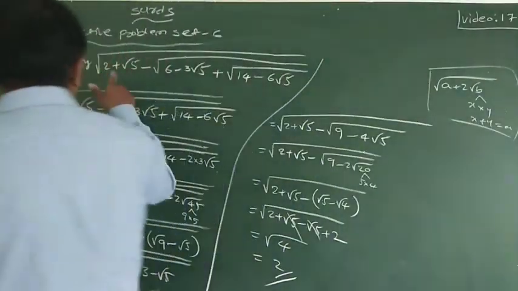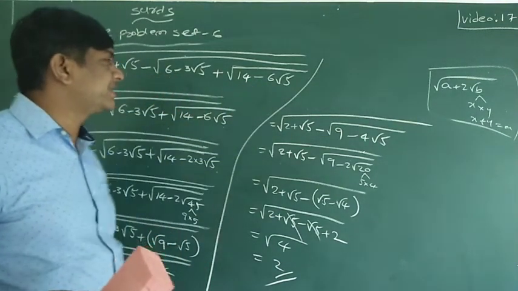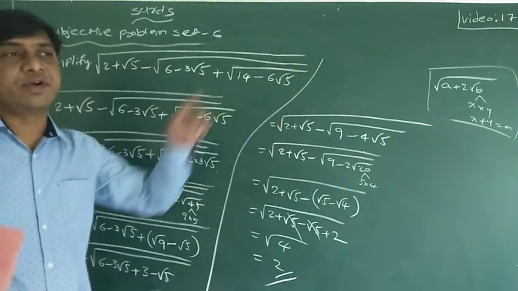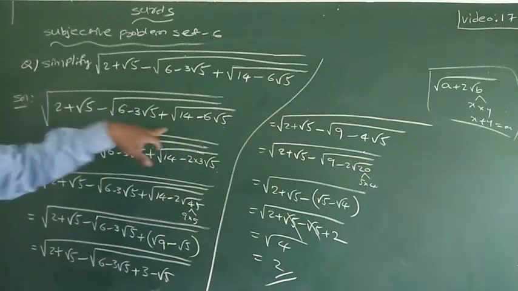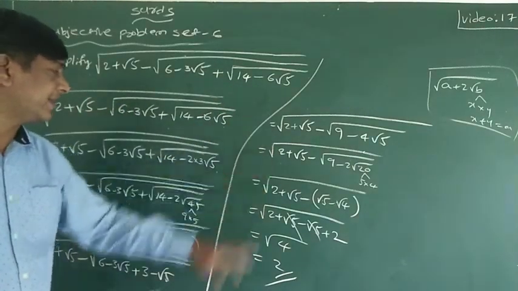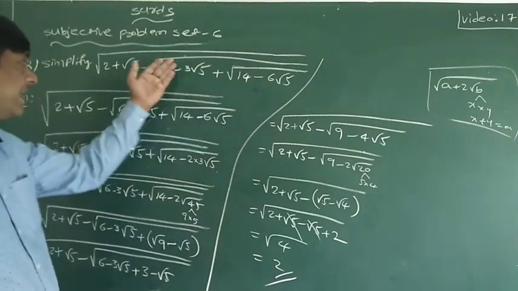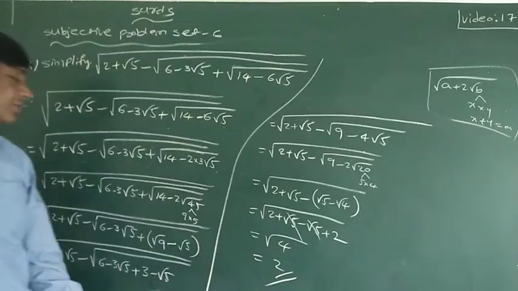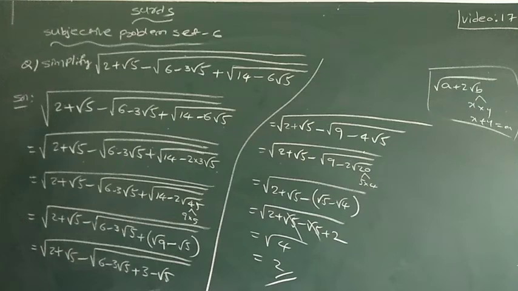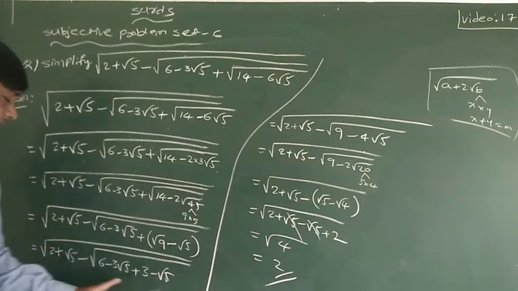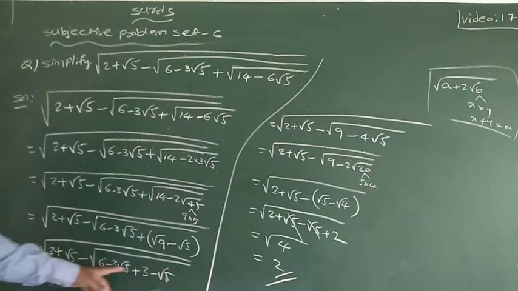Okay, square root of 2 plus root 5 minus square root of 6 minus 3 root 5 plus root 14 minus 6 root 5. First, inside the square root, simplify 14 minus 6 root 5. 2 3s are 6, 3 take inside, 3 square, 9 5s are 45. First this root only I am simplifying, writing the remaining parts as it is. So root 9 minus root 5, that is 3 minus root 5. Now 6 plus 3 is 9, 3 root 5 minus root 5 minus 4 root 5.